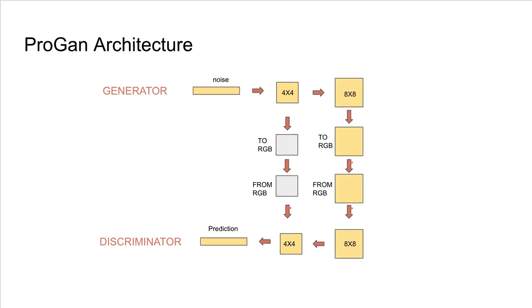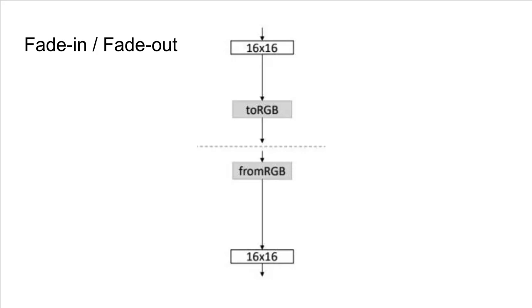I should now talk about the idea of fading in and fading out, which is used to make the transitions between different resolutions more stable. Let's say that we are now training the 16x16 resolution. The data is processed in the appropriate convolutional layer, converted to an image, back to feature maps for the discriminator, and down the model until the final prediction.